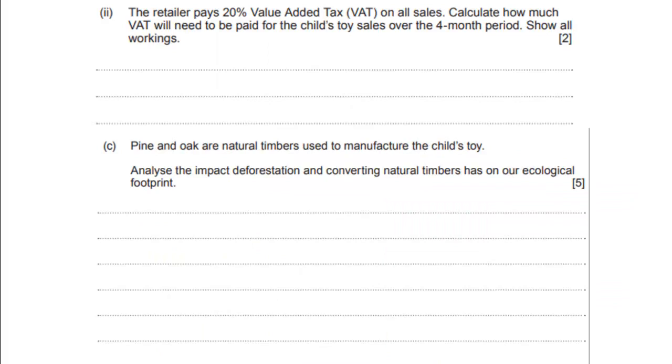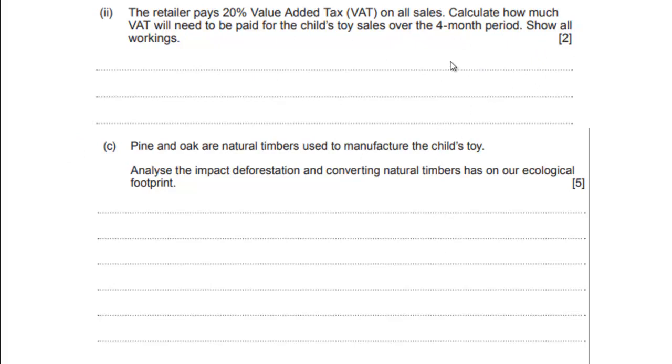So for the next part of the question, we need to do a bit of percentages, which is quite common. So it has here that the retailer pays 20% value-added tax, VAT, on all sales. So calculate how much VAT will need to be paid for the child's toy sales over the 4-month period. So show all the workings out. Now it's not good just writing the answer literally down. You do need to show the working out, because it's telling you here for 2 marks you need to show the working out.